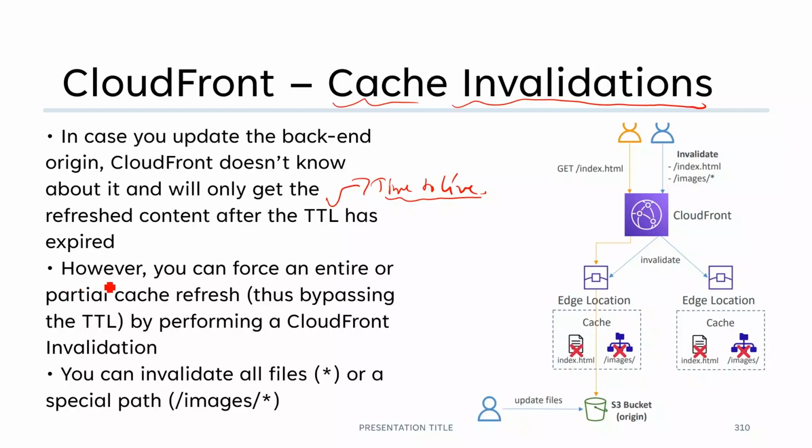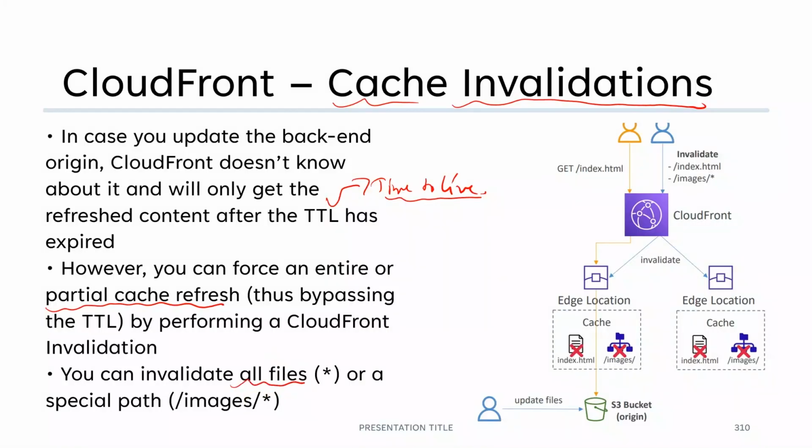Cool. However, you can force an entire or partial cache refresh, right? So thus bypassing the TTL by performing a CloudFront invalidation. It means that before your TTL expires, you can actually refresh the content on your edge location by invalidating your TTL, or just by removing your TTL. That's what it means. You can invalidate all the files from your origin.